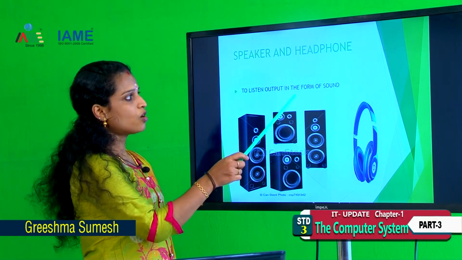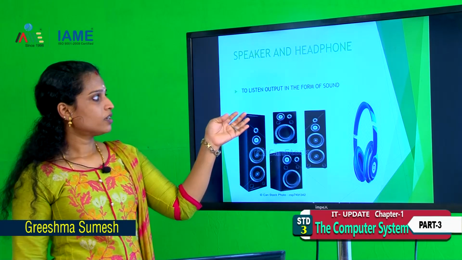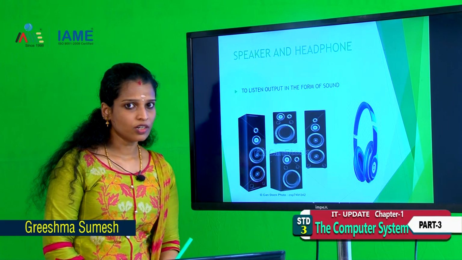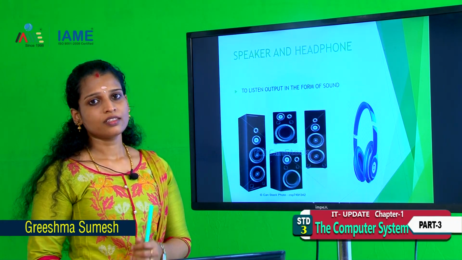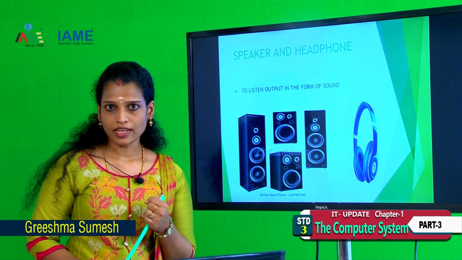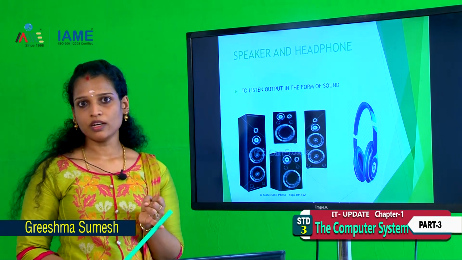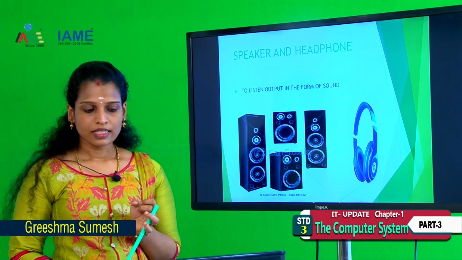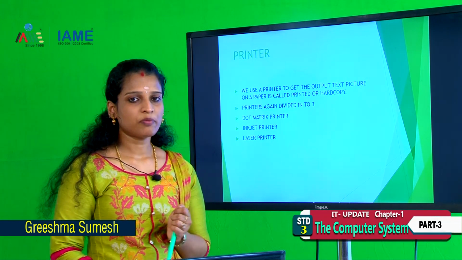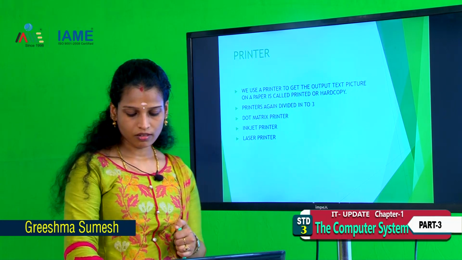They are used to listen to output in the form of sound. All of you understood? What are the things we studied today? Processing device, CPU. CPU is the brain of the computer. CPU is the central processing unit. Next, printer. There are three types of printers: dot matrix printer, inkjet printer, laser printer.